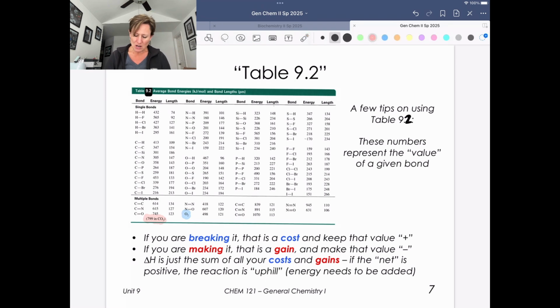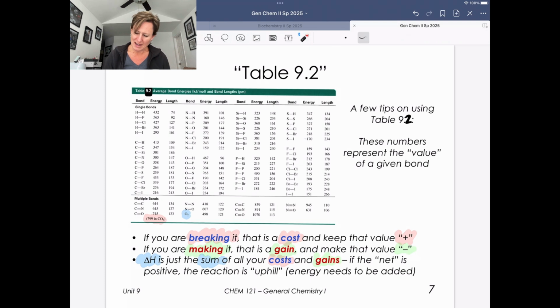So keeping my color coding system here, anything that is breaking it, that's a cost. Okay, we're going to make that value positive. If we're making it, it's a gain. That's going to be negative. The overall process, right, is we're summing up all of our costs and our gains.